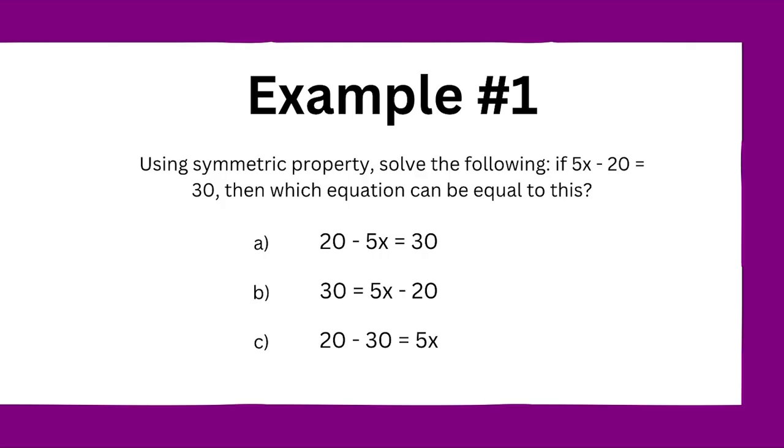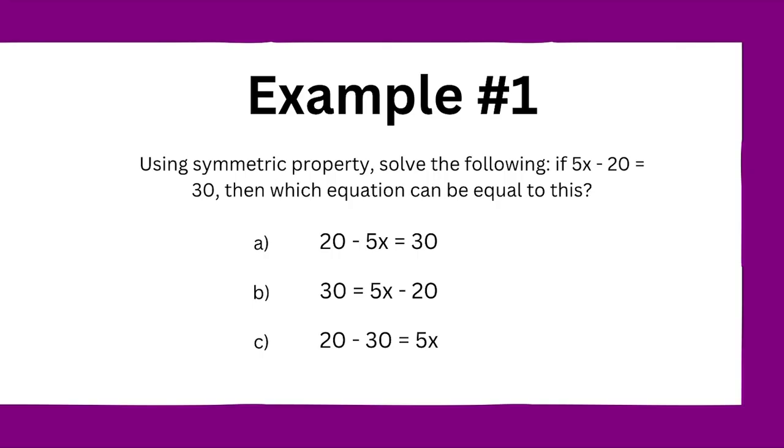So remembering my formula at the very beginning, A equals B and B equals A, all I'm going to do is switch the values I'm given on either side of the equation. I'm just going to easily swap them just like that. So 5x minus 20 is actually going to go on the right and 30 is going to go on the left. So applying this, I see that B would be the correct answer.